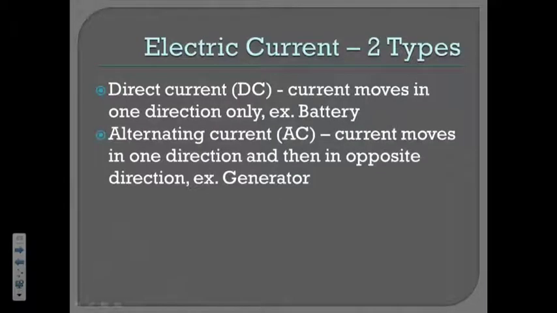Then there's also AC current, alternating current. This was created by Nikola Tesla around the same time that Thomas Edison made DC current. This is when the current moves in one direction and then in the opposite direction. So on AC current, the electrons move one way, and then they get pushed and move the other way, and they just go back and forth and back and forth. Instead of the electrons just going one way, they're going forward, then backwards, forward, backwards, forward, backwards.